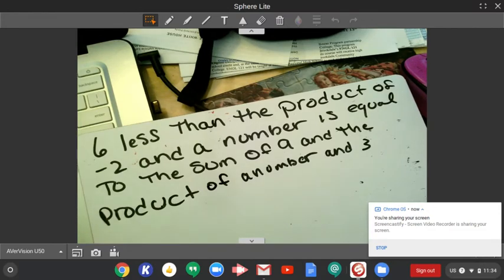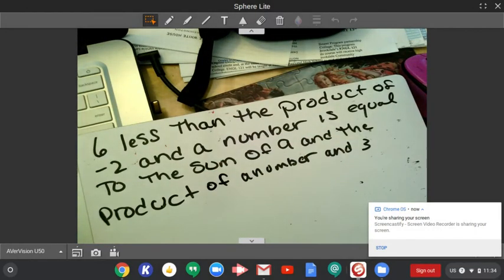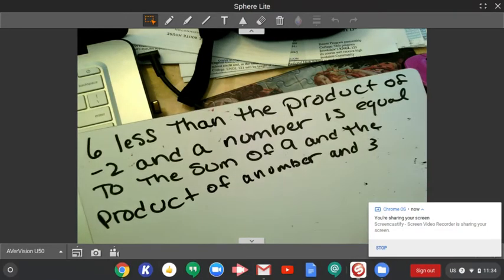So we want to rewrite all these words and make them into a nice, simple equation or expression, depending on whether we have an equal sign or not. And we're going to be able to solve it if it's an equation and simplify it if it's an expression. So the reason I love math so much is because we take many words and make them into a nice, simple equation to solve. So let's see what we can do here.